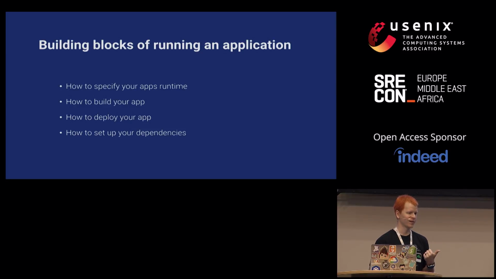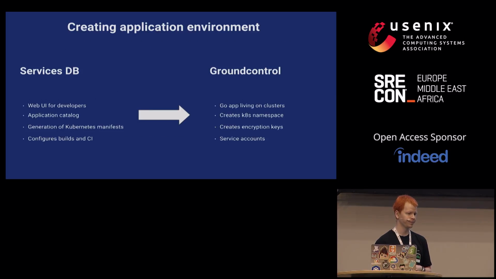So how to specify your app's runtime, how to build your application, how to deploy your app, and how to set up your dependencies. And by dependencies, in this case, I don't mean anything like JSON packages or Ruby gems. I mean more about databases, SSL certificates, DNS records, keys to do encryption, keys to talk to somewhere else, and that kind of dependencies. So I'll go over these 4 points and show how we've solved these things.